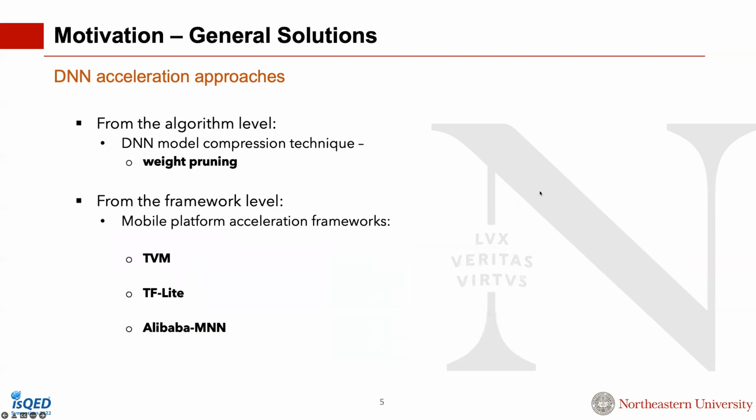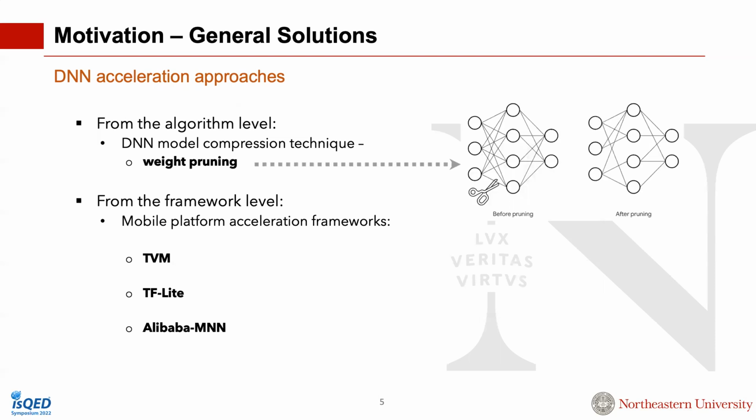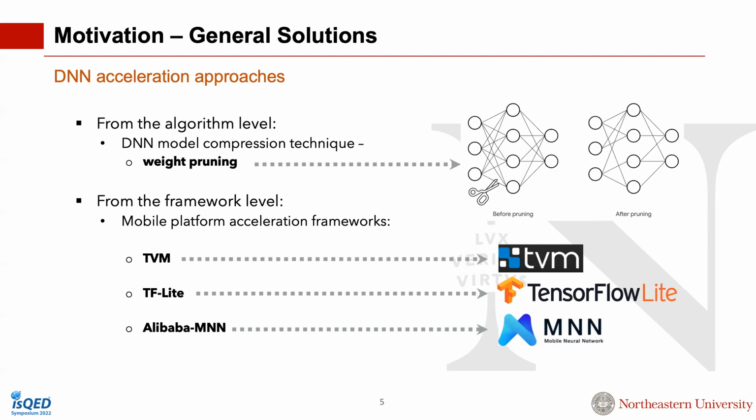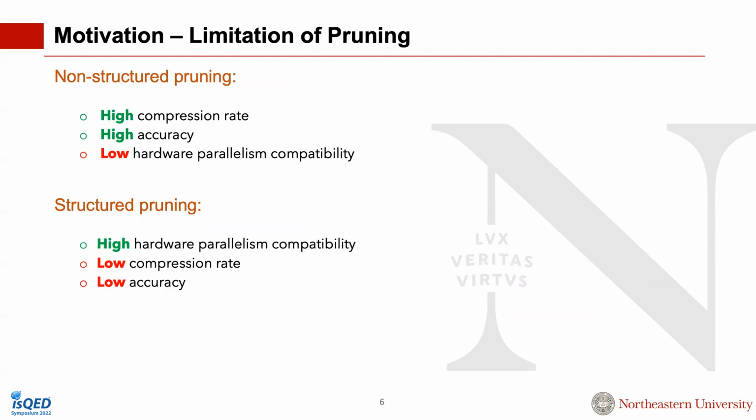Many approaches to DNN model compression and acceleration have been proposed to solve these issues. From the algorithm level, one of the most innovative techniques is DNN model pruning. It can result in a significant reduction in computation after a large portion of weights are pruned. From the framework level, there are also several end-to-end DNN acceleration frameworks targeting mobile platforms, for example, TVM, TensorFlow Lite, and Alibaba MNN, but they do not support sparse computation on the devices.